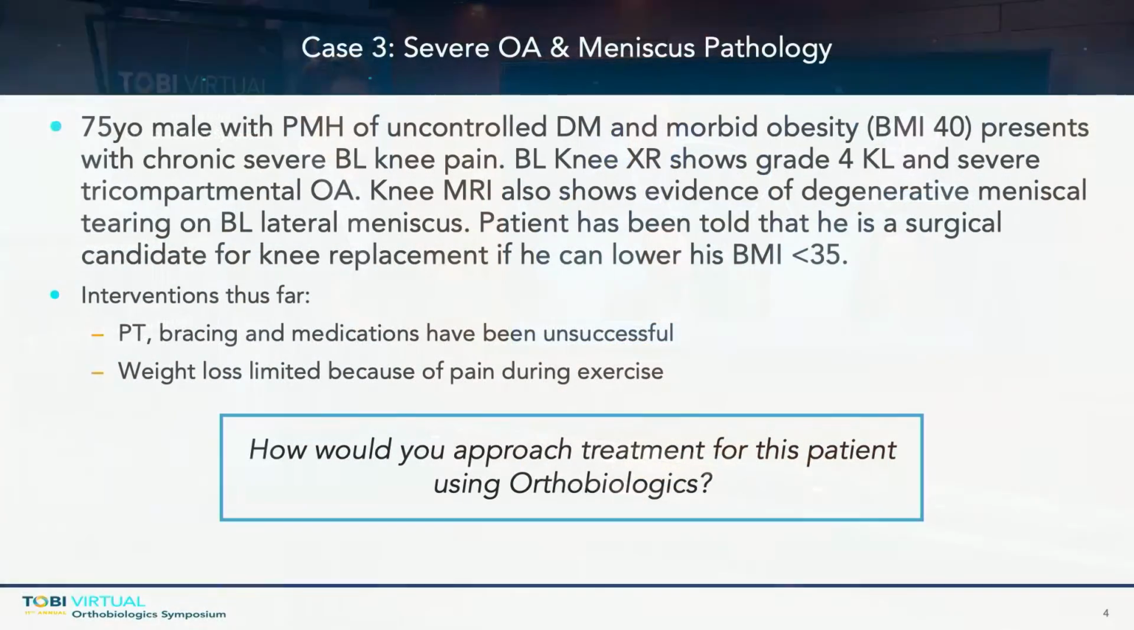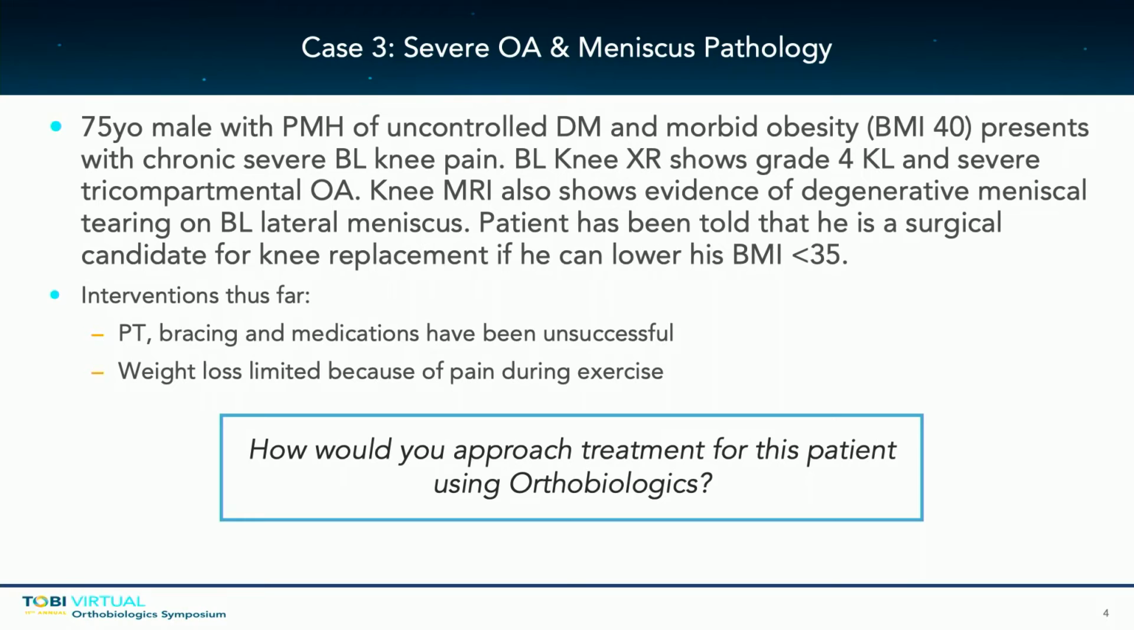Thank you for that. Let's move on to case number 3 here. This is a case of severe OA with meniscal pathology. So we have a 75-year-old male with a past medical history of uncontrolled diabetes and morbid obesity with a BMI of 40. He presents with chronic severe bilateral knee pain. Bilateral knee x-rays show grade 4 and severe tricompartmental osteoarthritis. Now, the knee MRI also shows evidence of degenerative meniscal tearing on bilateral lateral meniscus.